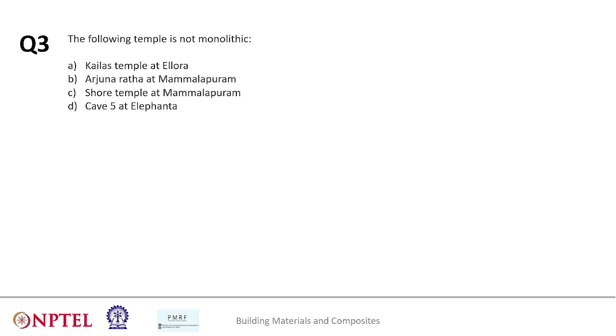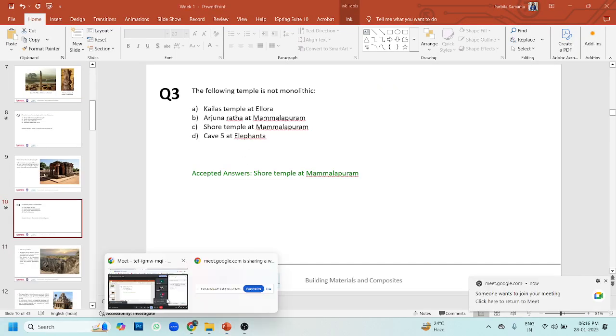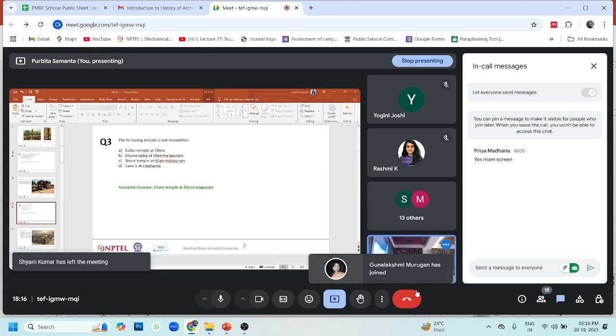Moving on to the next question: which of the following temples is not monolithic? Options are Kailash temple at Ellora, Arjun Ratha at Mamallapuram, Shore temple at Mamallapuram, and Cave 5 at Elephanta. I hope you all understand what monolithic basically refers to.